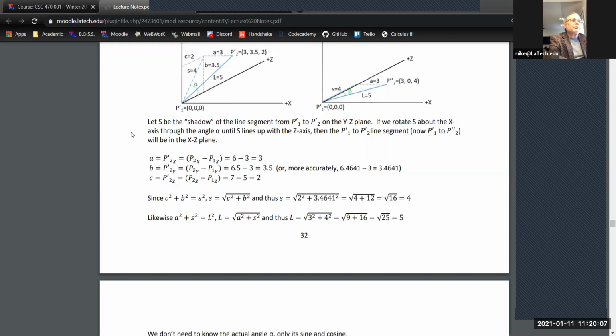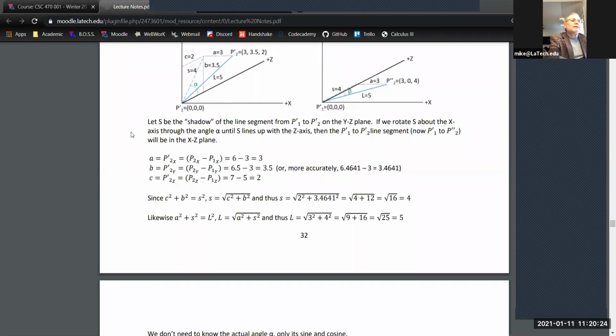The X value 3 didn't change from the drawing on the left to the drawing on the right. We rotated into the XZ plane, which means our Y is 0. That's why the second value there is 0. And the Z value has to be 4, right?